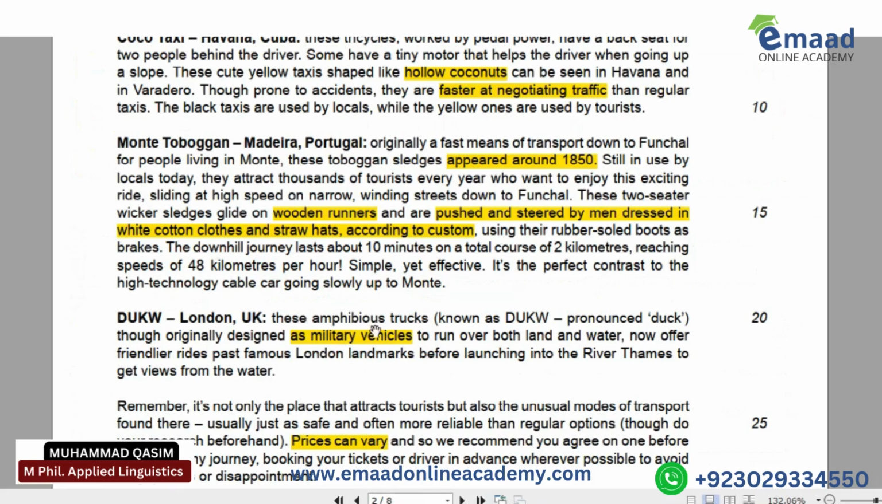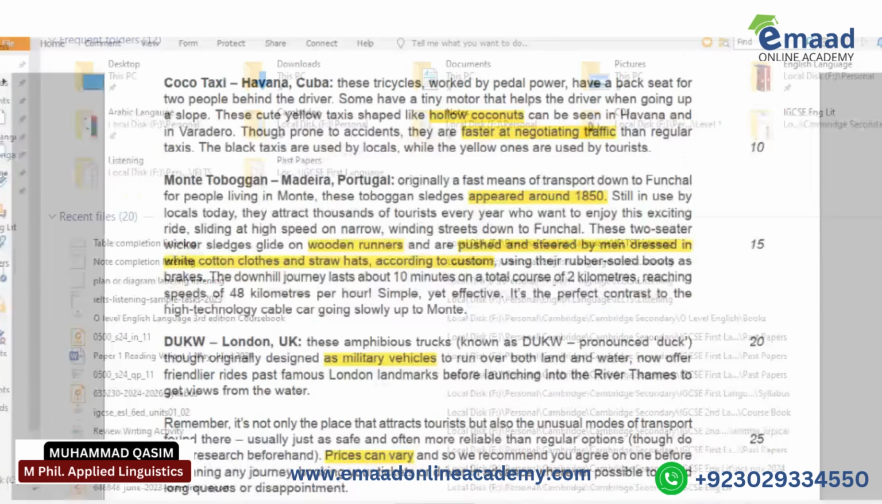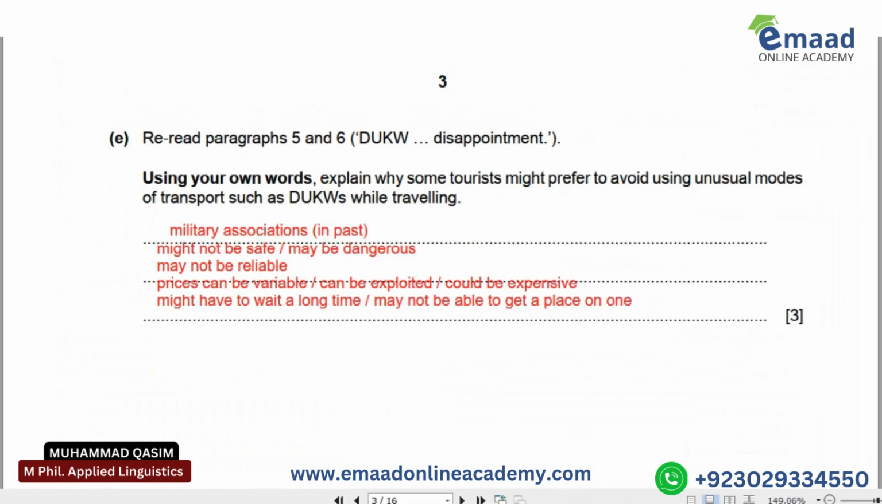You need to read this whole reading text very carefully to answer this question, but you need to add 3 details, not more than that. Don't waste your time on exam day. Time management matters a lot. So military association, might not be safe, and prices can be variable. 3 points are enough to secure these 3 marks.